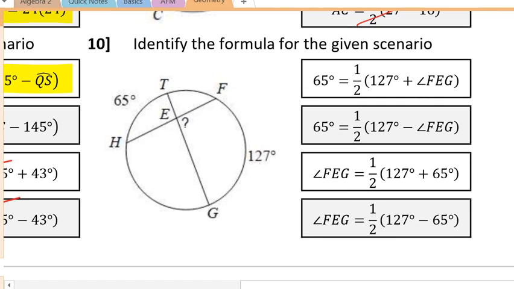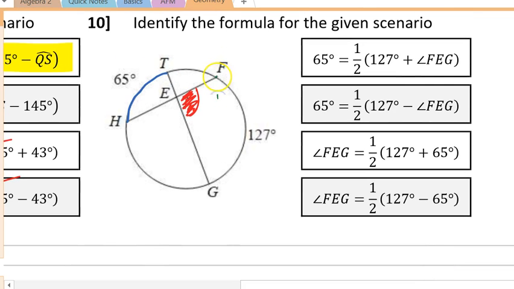Lastly, number 10, we are once again looking to find an angle measure inside of my circle. So the way that I do this is, how is this arc and this arc related to the angle measure in question? Well, the angle that I'm looking for is equal to the sum of the two arcs divided by 2. So that means I'm going to choose option 3. The angle measure is unknown, so that's why these two are out. And we're not subtracting, we're actually adding.